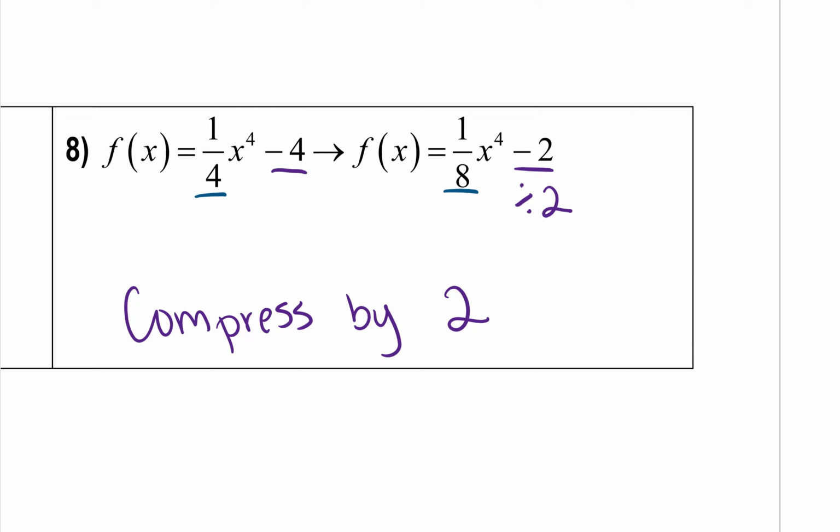So if my number gets smaller, it's compressed. If it gets bigger, it's stretched. Then you just got to figure out what you're multiplying or dividing by to get there, from the first one to the second one. And so hopefully that was mostly review, and that's it for the notes.